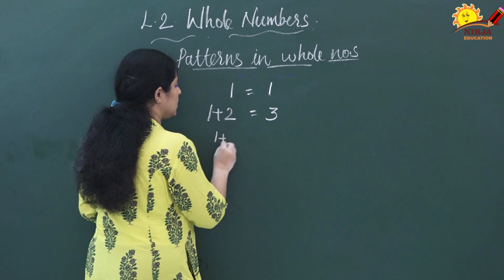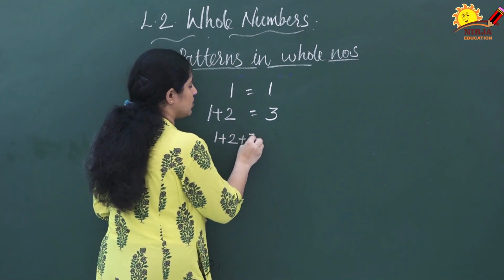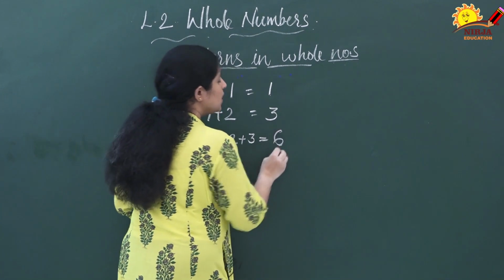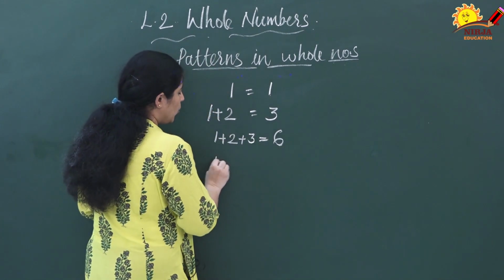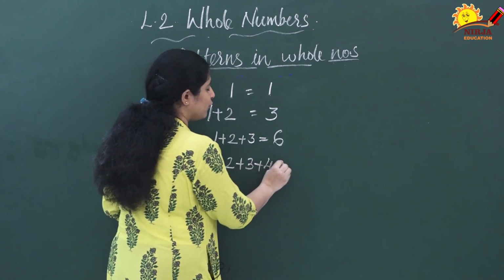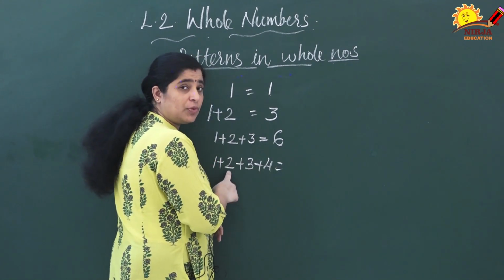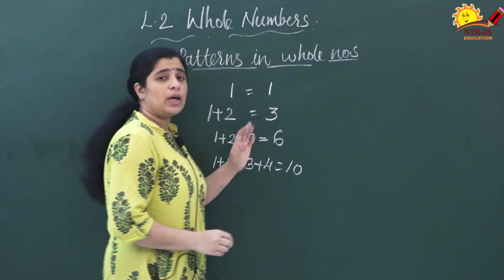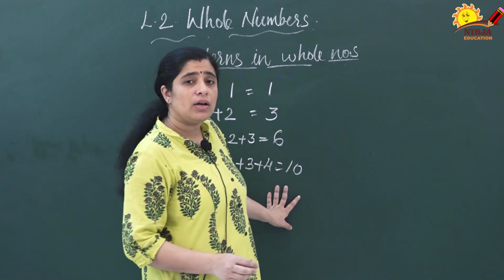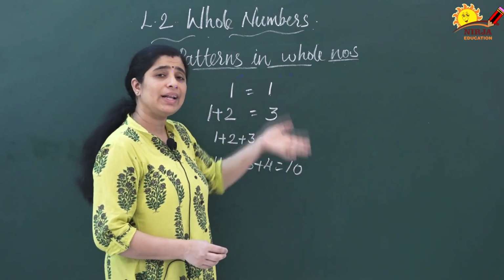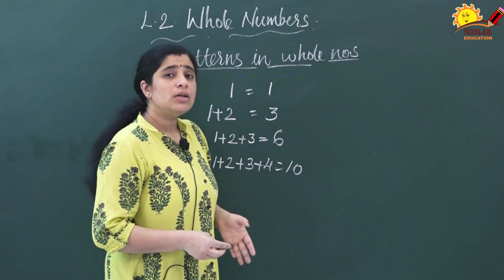Next, 1 plus 2 plus the next number 3. So 1 plus 2 is 3, 3 plus 3 is 6. Again 1 plus 2 plus 3 plus 4. So 1 plus 2 is 3, 3 plus 3 is 6, 6 plus 4 is 10. Like this way you can find the triangular numbers. When you are adding the consecutive numbers, you will get the triangular numbers.